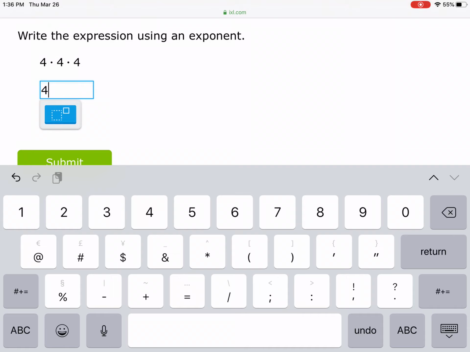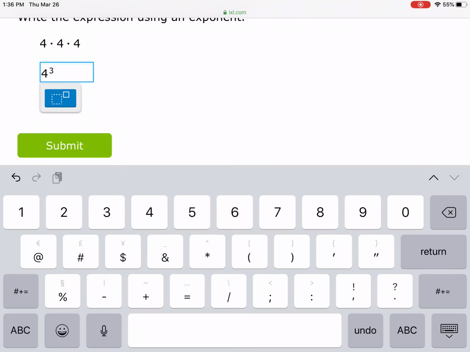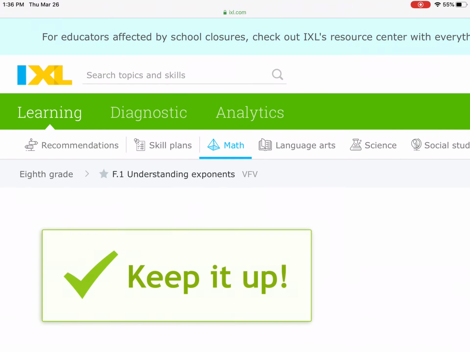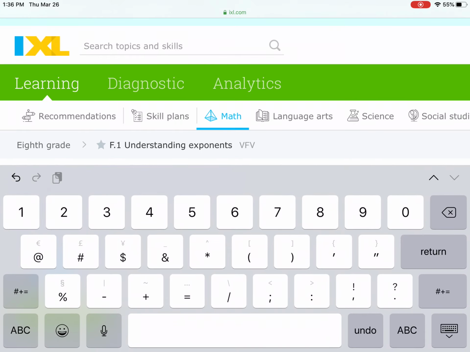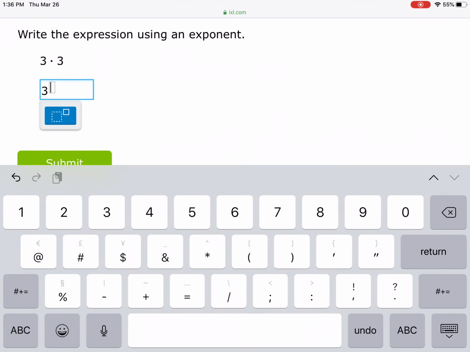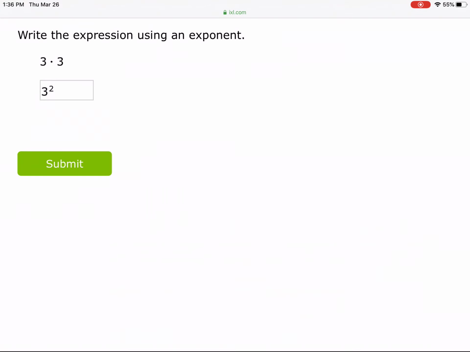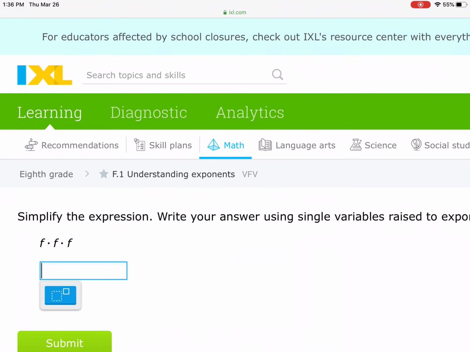And then we're going to hit this little box here, and it gives us the exponent box. So now we can hit, there's 3 of those. And we've created our own exponent. So same thing here. We're going to enter the number 3 first. Hit that box. There's 2 3s, so there we go. We created our exponent for us.